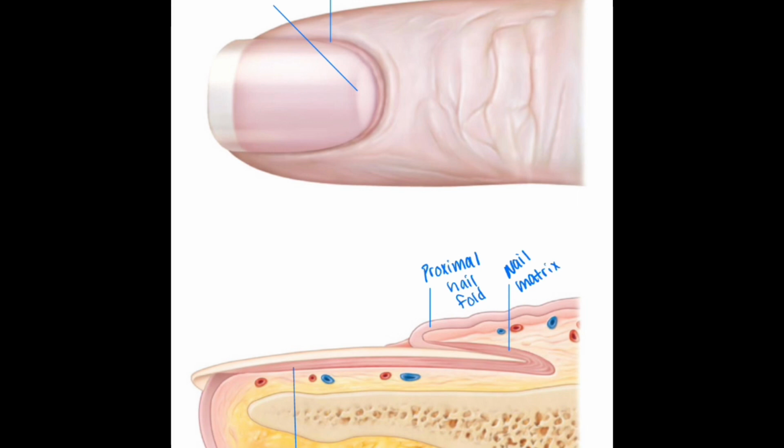Also, the proximal fold is the cuticle. The cuticle is where dirt collects. It's also the hyponychium.